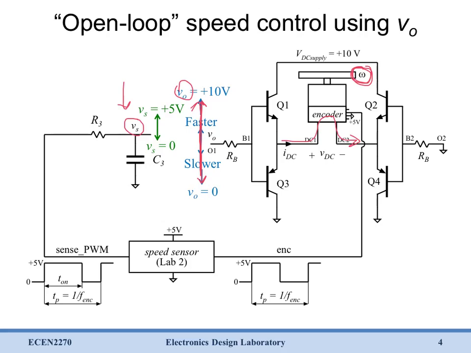In this system we'll have to continually be measuring Vs and modifying VO in order to maintain a constant omega. And we don't want to have to do that. It'll make it a lot of work in order to maintain a constant motor speed.